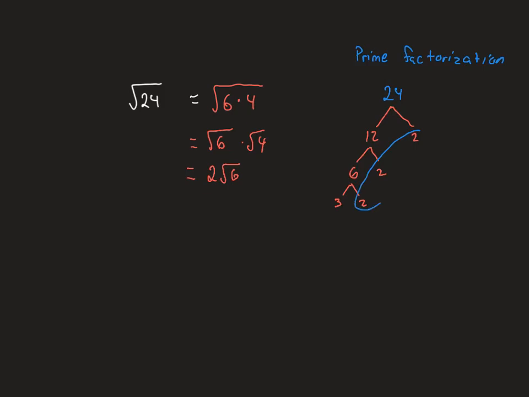So I have 3 2's and a 3. So prime factorization here would be 2 to the power of 3 times 3. So if I were to do this question again, the square root of 24, I know it's the same thing as saying 2 to the power of 3 times 3.